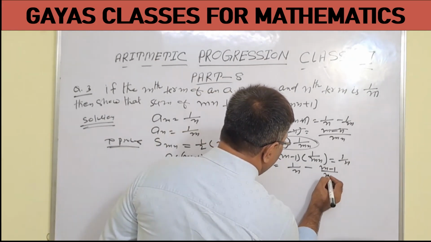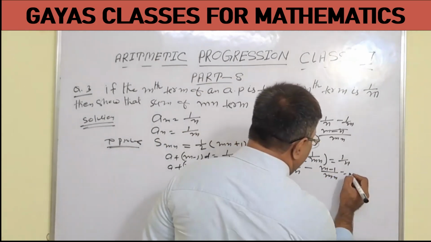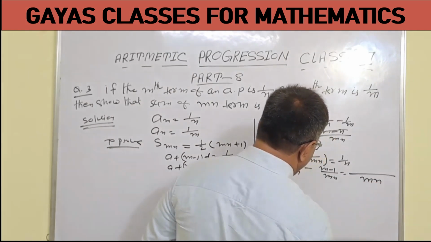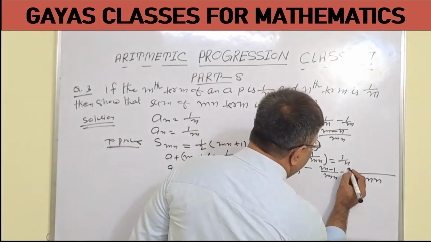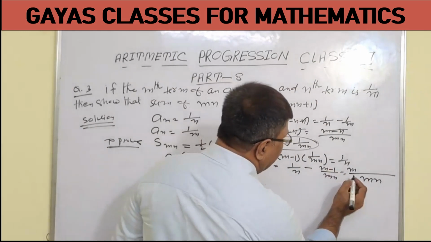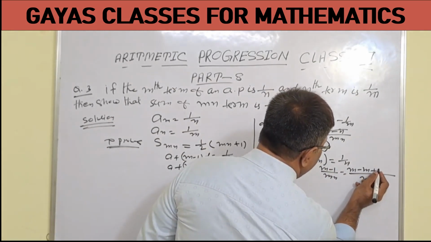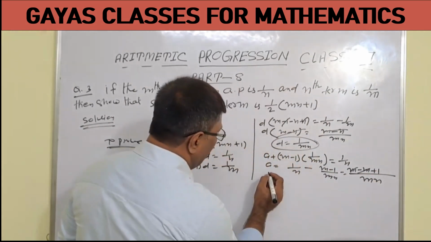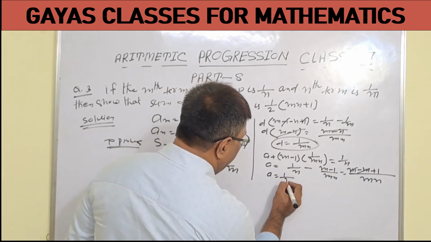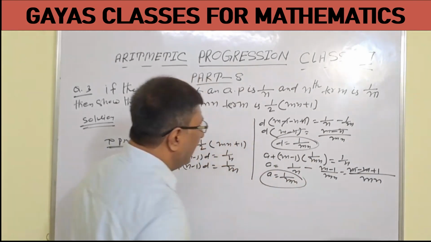m minus 1 by mn. So here the LCM will be what? mn. So this is n, so here you will write m. Now this is minus, so minus m plus 1, this is cancelled. So a equal to what? 1 by mn. So now we have a and d.